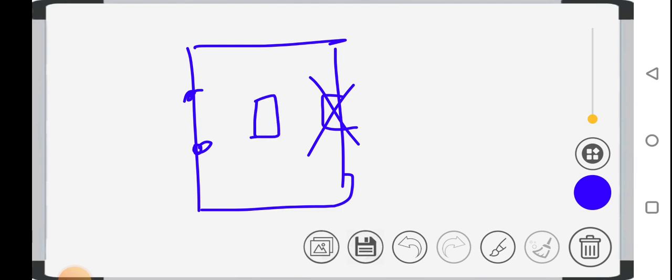Will it create an easy turning effect? No, it is not going to create an easy turning effect.